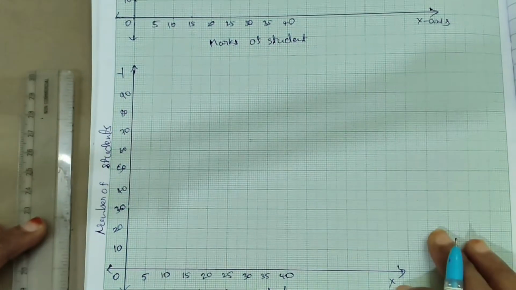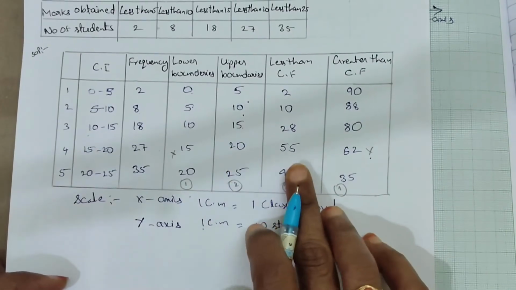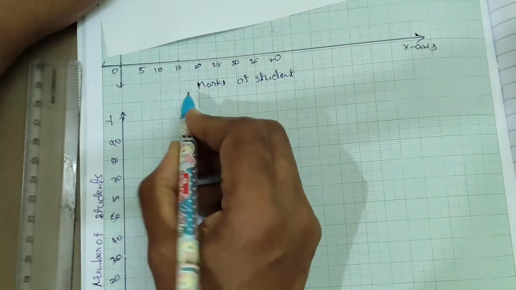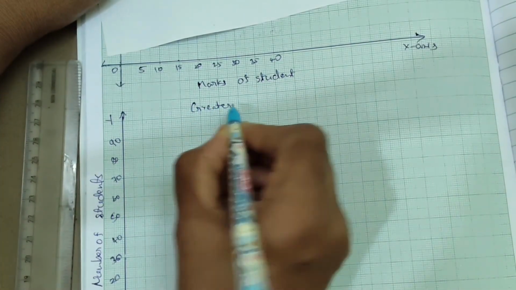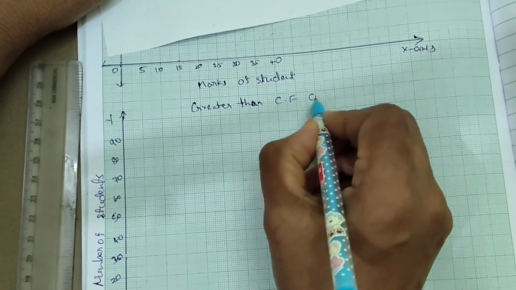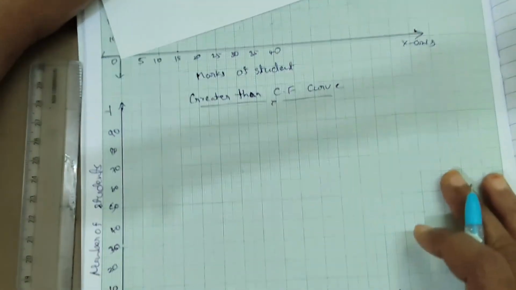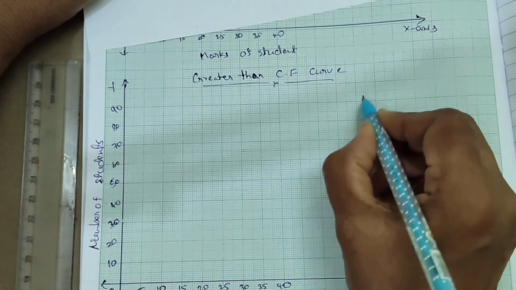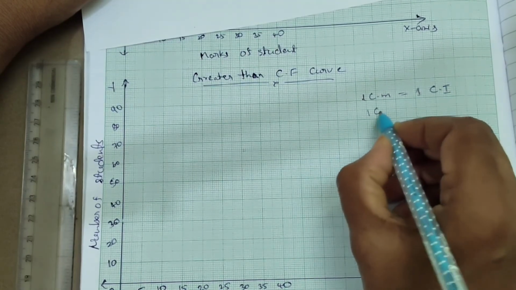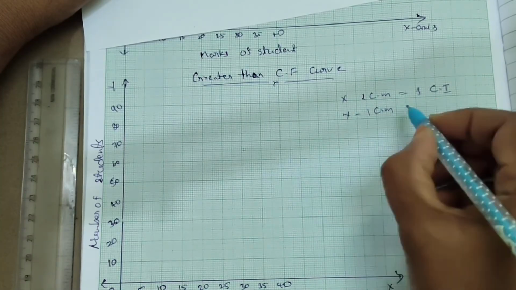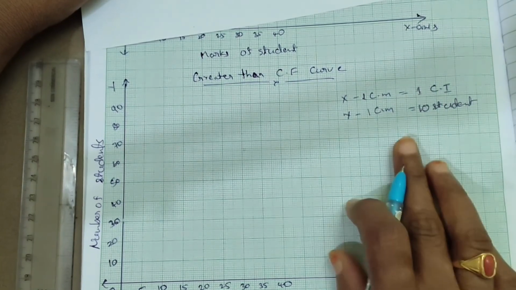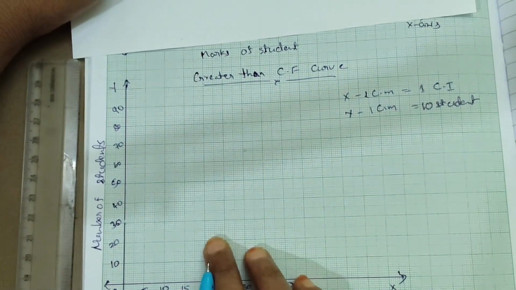Here we use the upper boundaries and the less than cumulative frequency values, these two columns, to draw the greater than cumulative frequency curve. The scale is 1 centimeter equal to 1 class interval on the x-axis, and 1 centimeter equal to 10 students on the y-axis. Now we draw the curve.